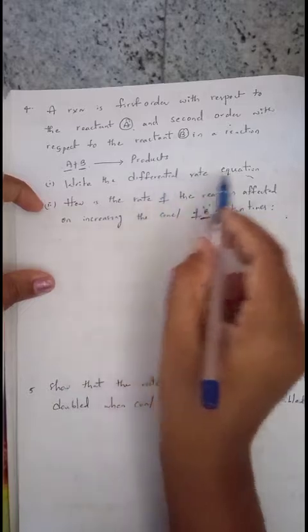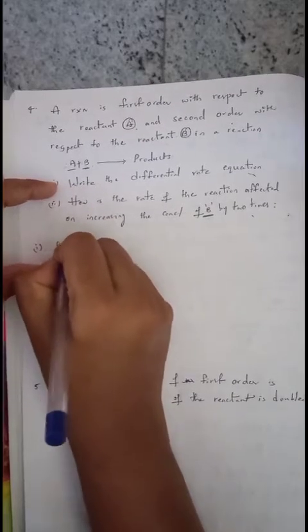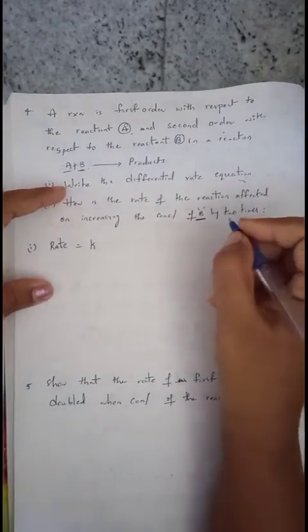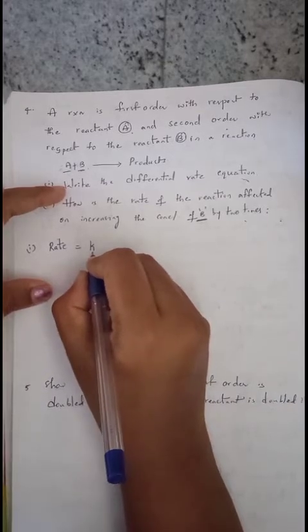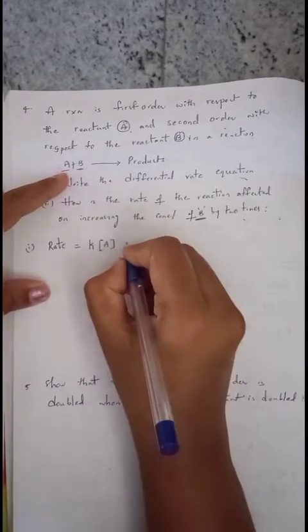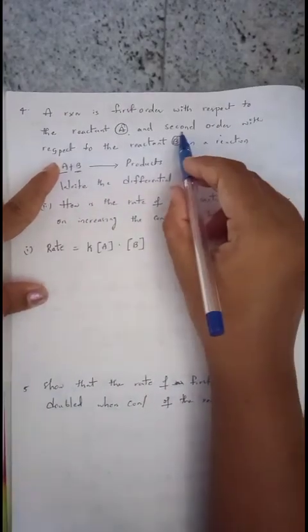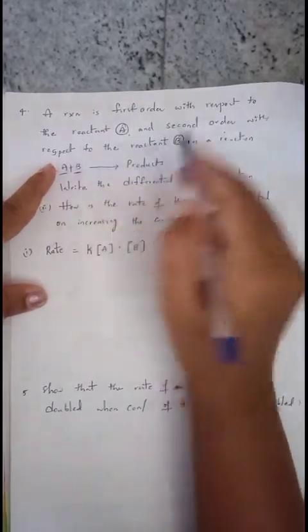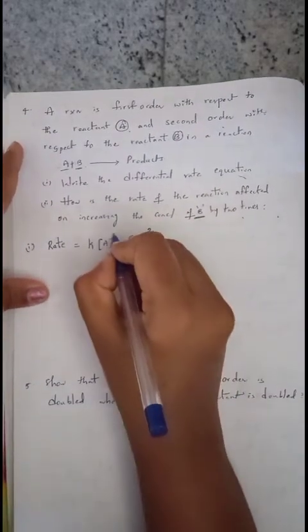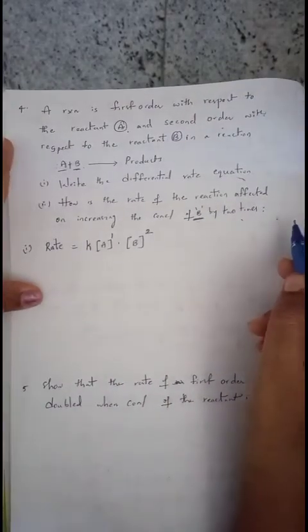Now first thing, write the differential rate equation. The differential rate equation is indicated by rate equals rate constant times concentrations. Or you can write directly proportional; if you don't write directly proportional, then you need to keep a constant K. Here K is nothing but the rate constant, times the concentration of the first reactant A, times the concentration of the second reactant B. Already in the question they have mentioned that the reaction is second order with respect to reactant B. That's why we take 2 as the power of the concentration of B. Here we take only 1 for A because it is first order with respect to A. So this is the differential rate equation for the given equation.